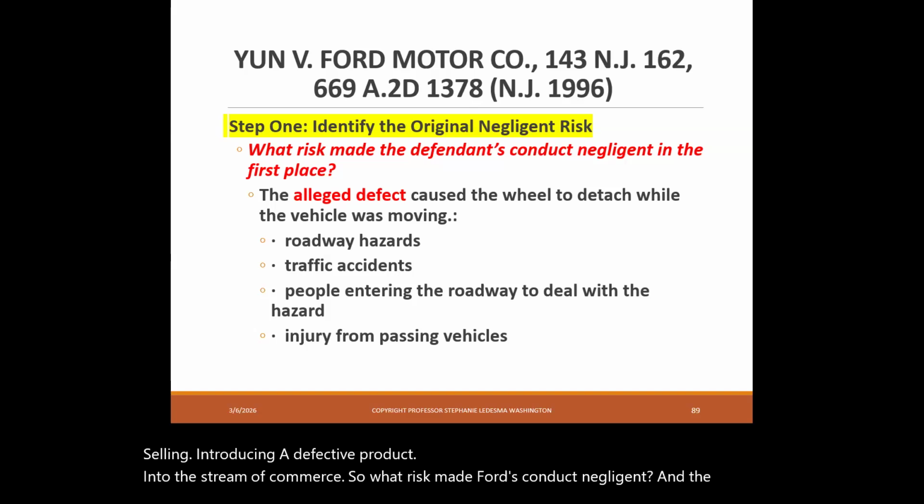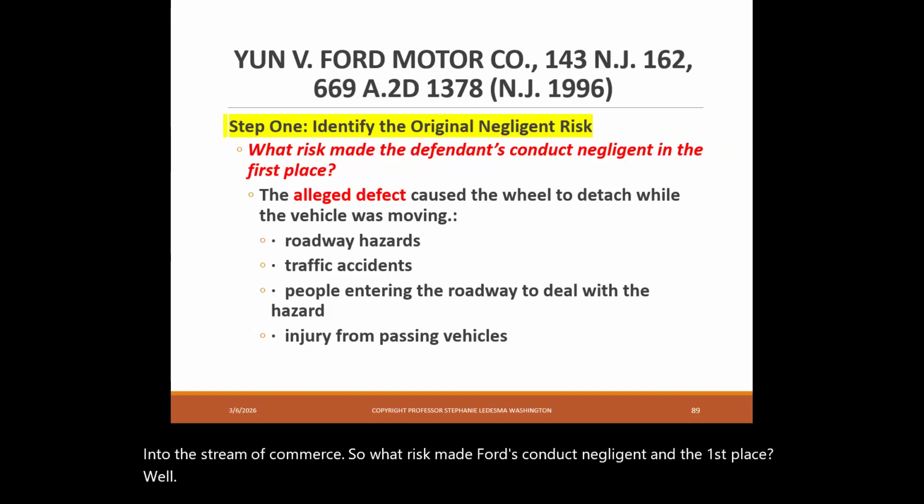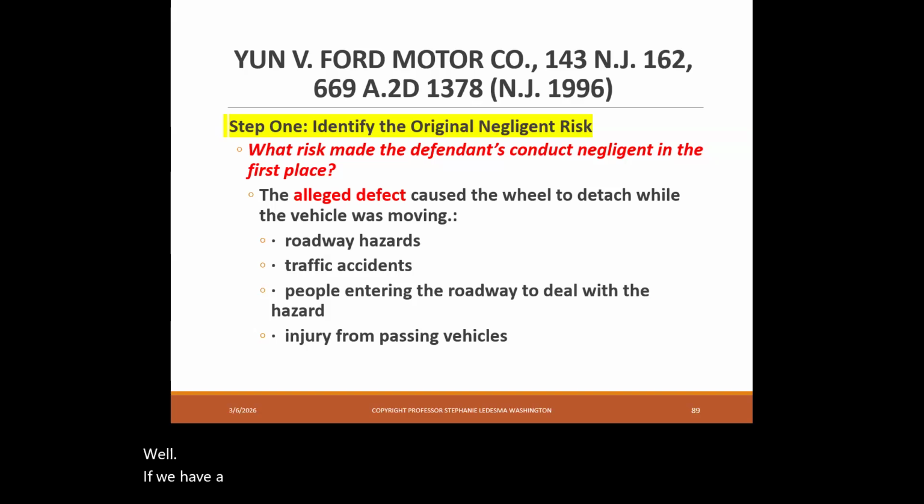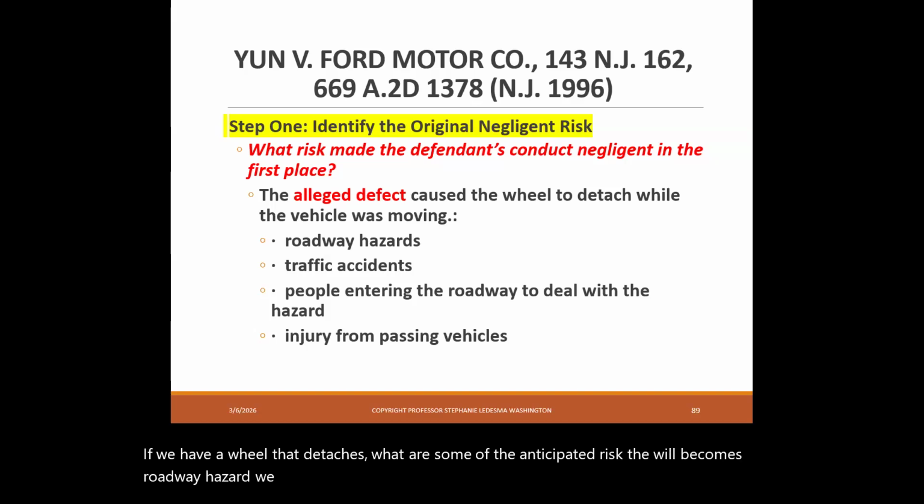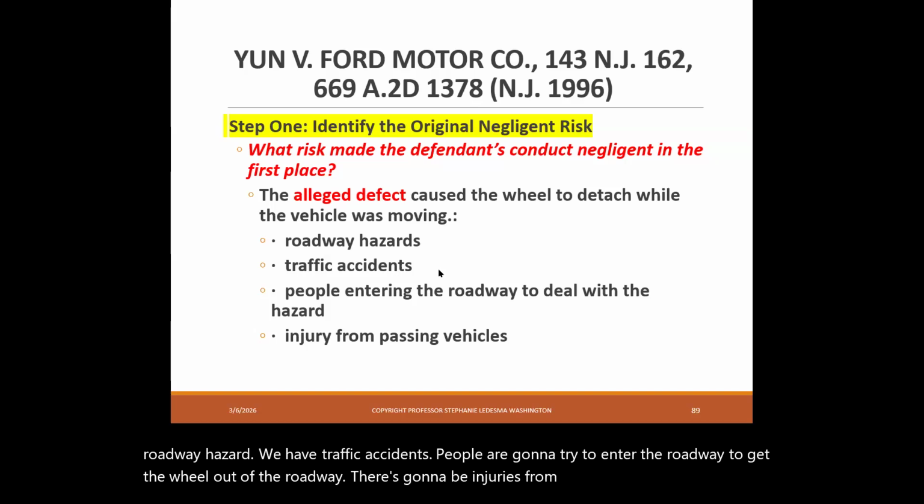Well, if we have a wheel that detaches, what are some of the anticipated risks? The wheel becomes a roadway hazard. We have traffic accidents. People are going to try to enter the roadway to get the wheel out of the roadway. There's going to be injuries from passing vehicles, right? All of these risks are foreseeable.